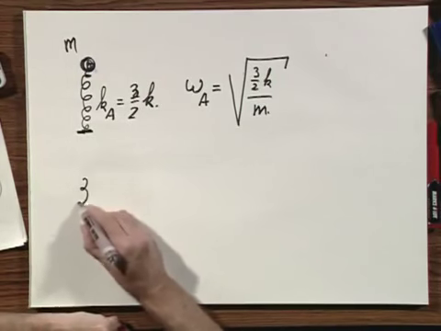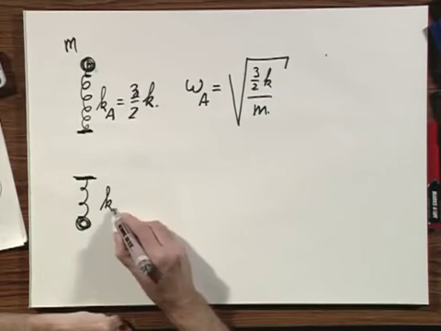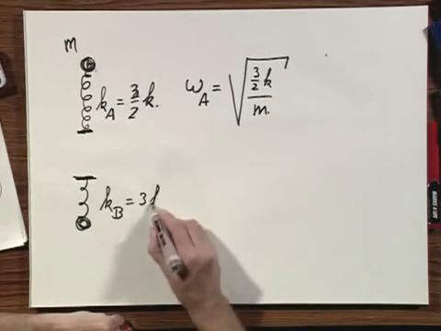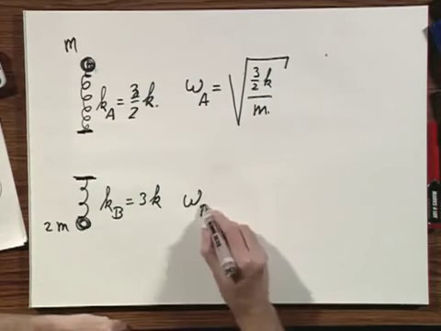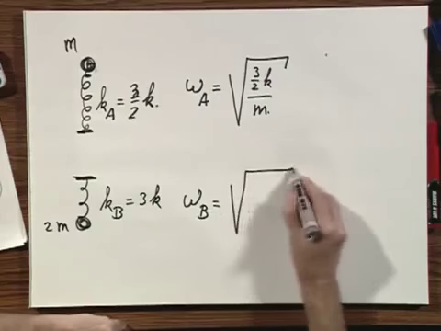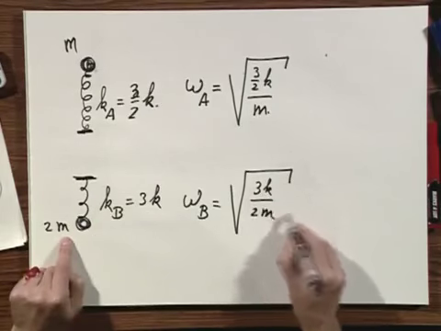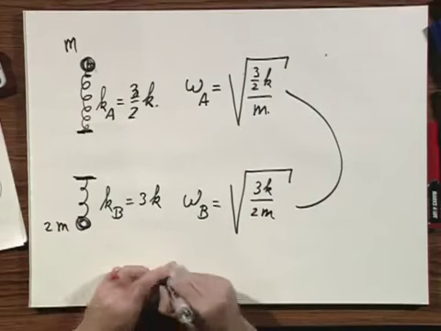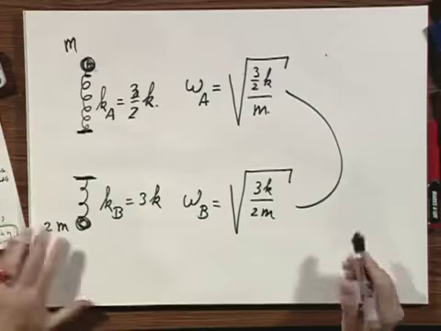And now I have here a spring, which is also fixed here, which has a kB, which is 3k. The mass is 2m. So what is omega B? That is the square root of 3k over 2m. And lo and behold, the 2 are the same. And they better be the same.